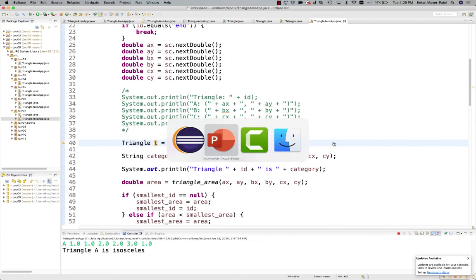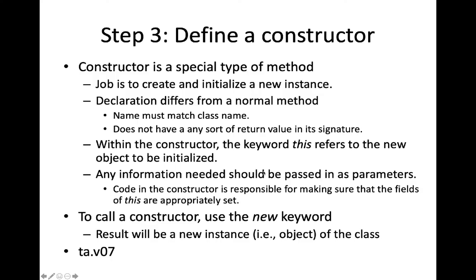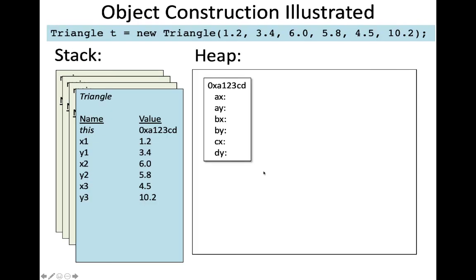And if we want to visualize what that looks like in memory, we can kind of imagine that we are somewhere in a program and we come to this code, triangle t equals new triangle, and then these values. So here I have my stack. I'm kind of representing it as a stack.